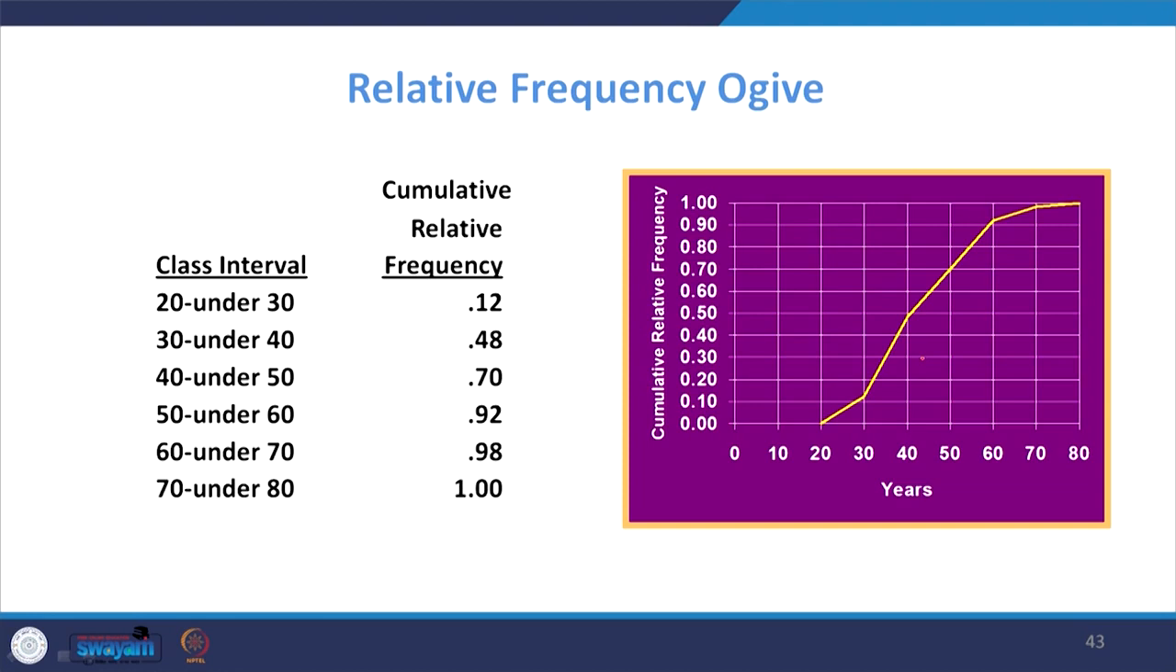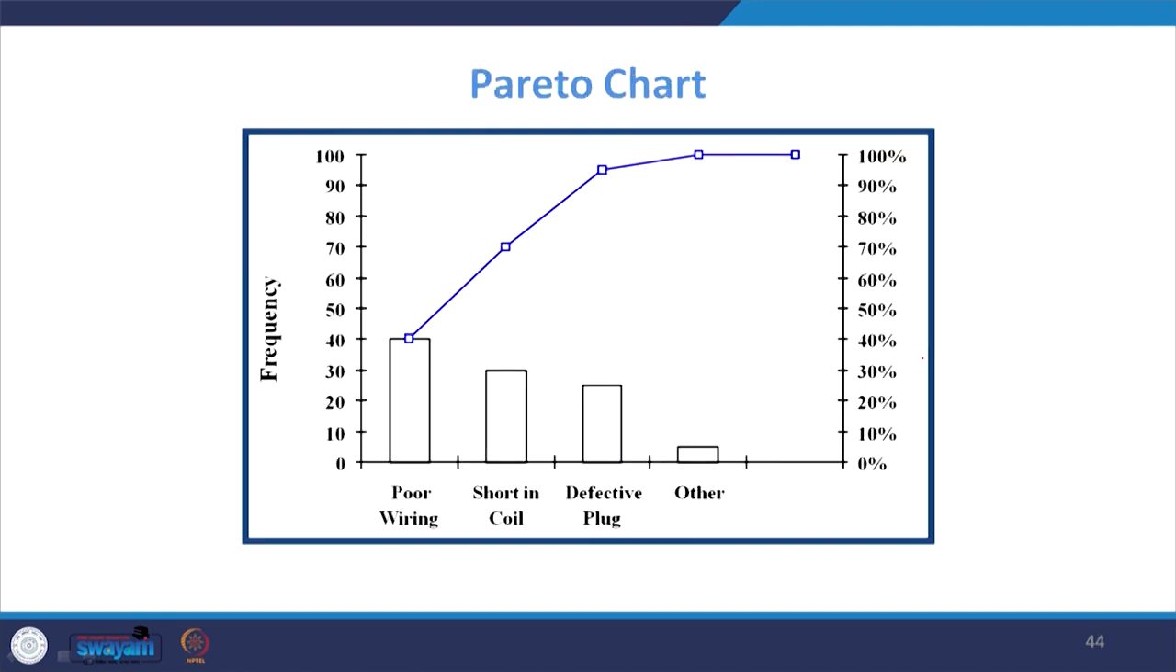Now instead of the actual frequency, the relative frequency is taken, okay. The next way to represent the data is using the Pareto chart. The Pareto chart has some applications in quality control also. This is to identify which is the more important variable. If you look at this Pareto chart, there are 3 axes, one is frequency, and on the x axis different names are given: poor wiring, short in coil, defective plug, other. You see there is one more variable, that is in terms of percentage.